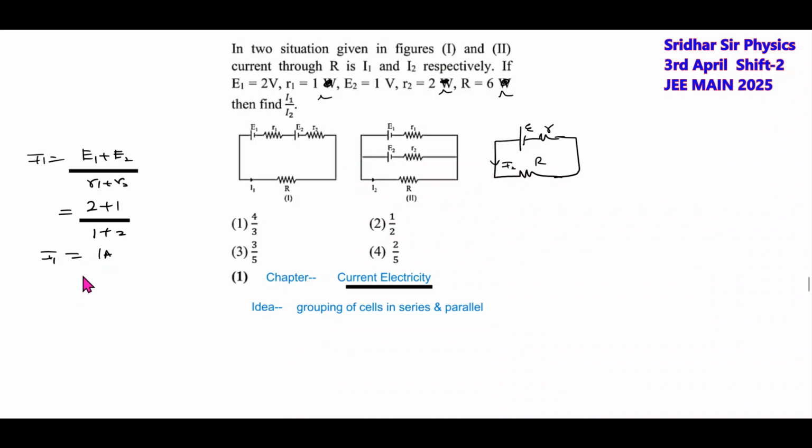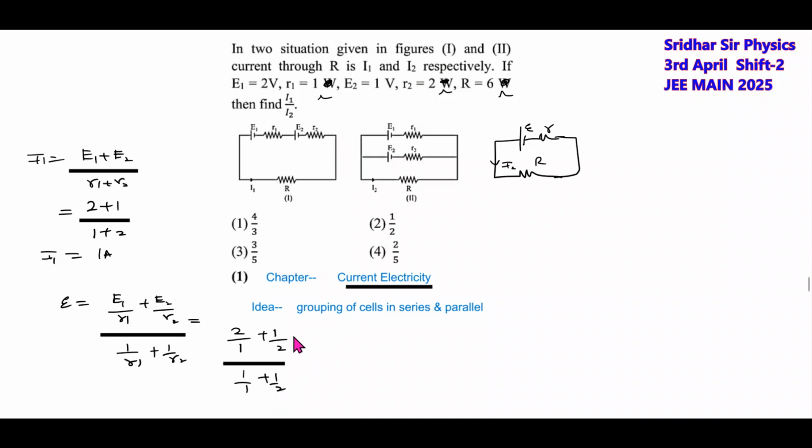Now, grouping of cells. What is the value of E? E will be E1 by R1 plus E2 by R2, all divided by 1 by R1 plus 1 by R2. The value will be 2 by 1 plus 1 by 2, divided by 1 by 1 plus 1 by 2. This is 5 by 2 divided by 3 by 2. We get the EMF E as 5 by 3 volt.